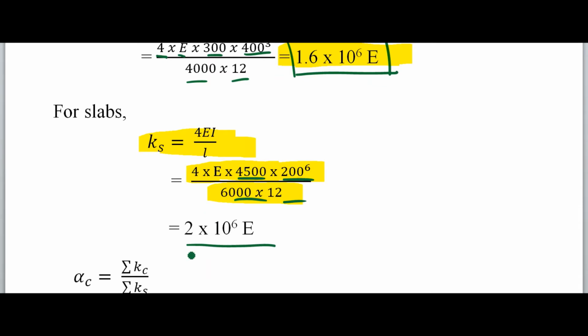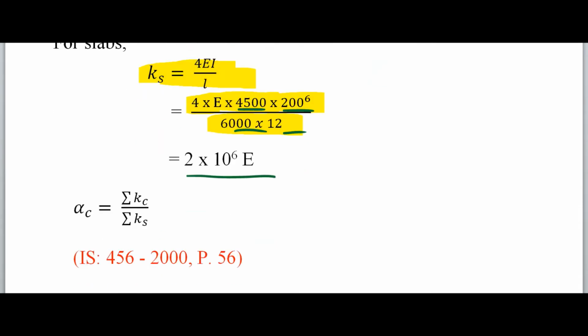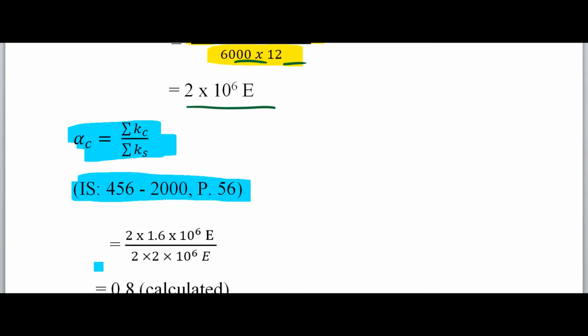So alpha C is equal to sigma Kc divided by sigma Ks. Sigma Kc means stiffness of column and sigma Ks is stiffness of slab. This equation we found from IS 456 2000, page number 56. So put all the values in the equation.